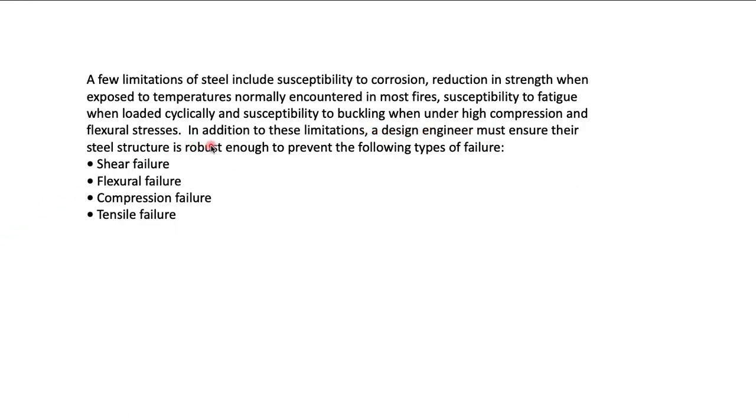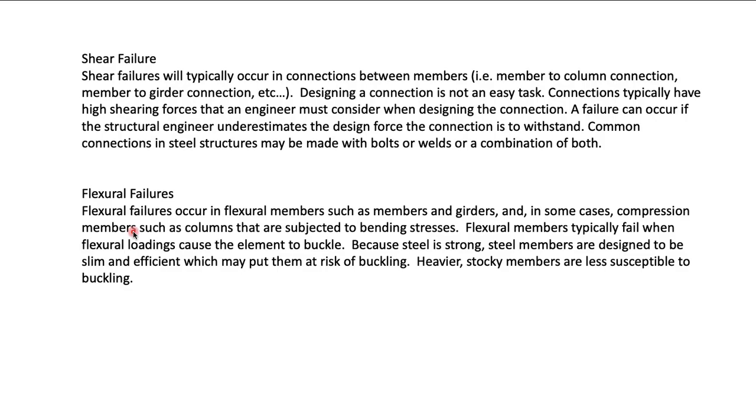Buckling is mainly the main cause of failure for steel structures, and also under consideration are high compression, which we take under buckling, and also frictional stresses. These are the most common types of steel failures we see: shear failure, frictional failure, compression failure, and tension failure. These are the four types we commonly see in failures. And first of all, I'm going to explain shear failure.